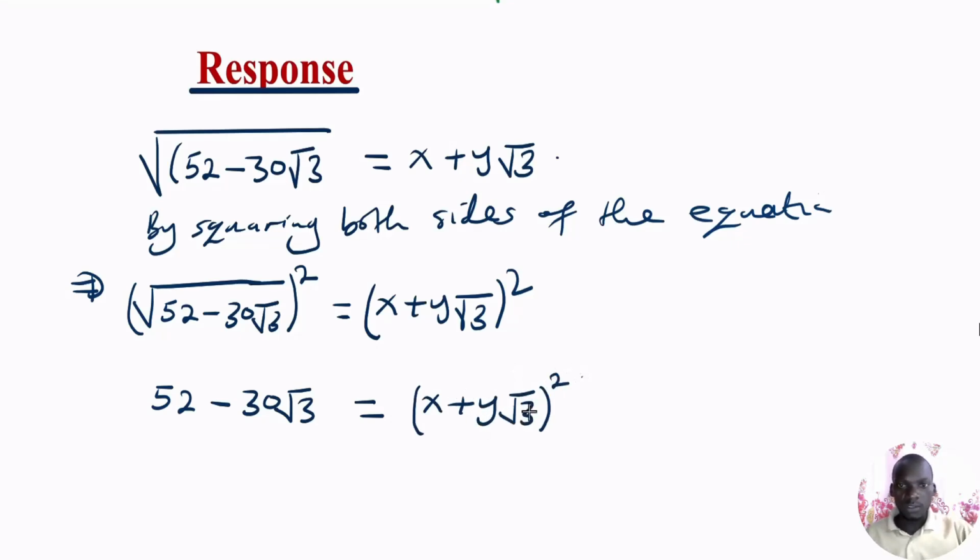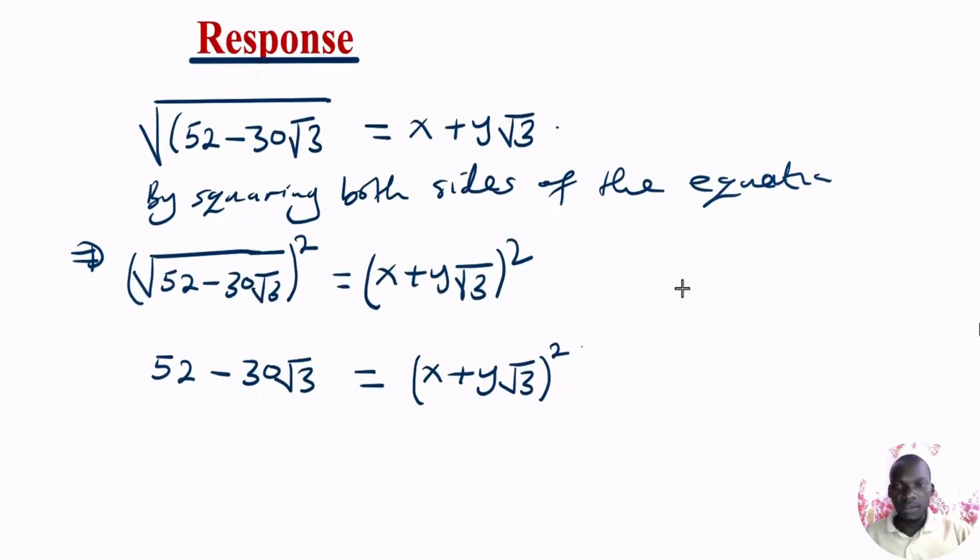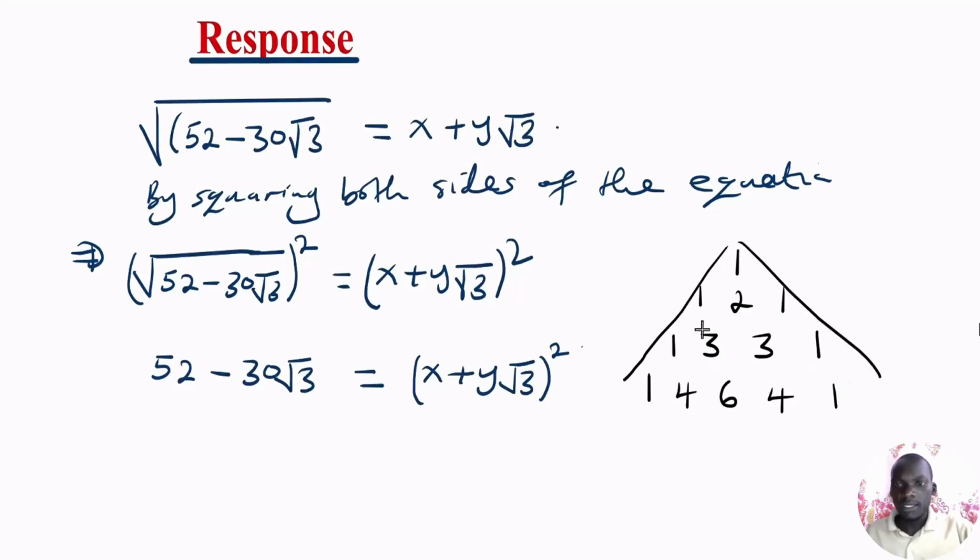Now we are going to simplify this expression on the right hand side. We can expand this by using Pascal's triangle, whereby we have 1, then 1, 1, then 1, 2, 1, then 1, 3, 3, 1, then 1, 4, 6, 4, 1. So this is the Pascal's triangle. Since our power is 2, we are going to use just the row 1, 2, 1.